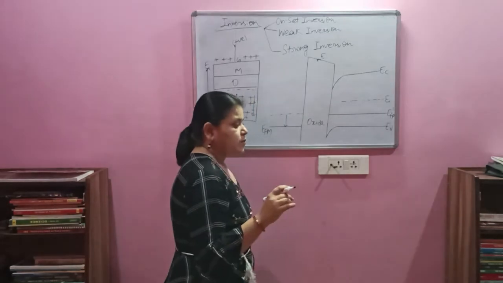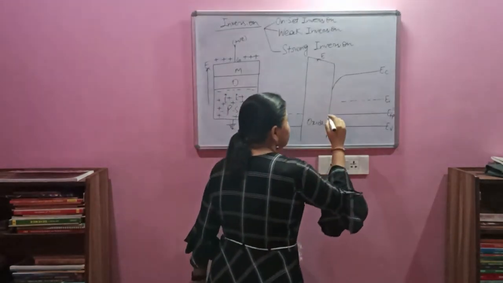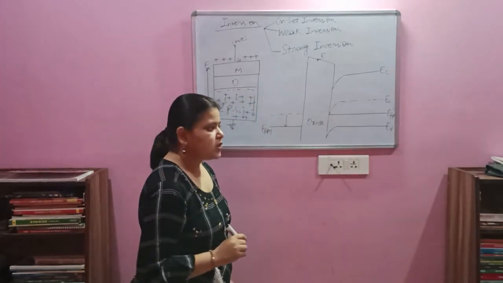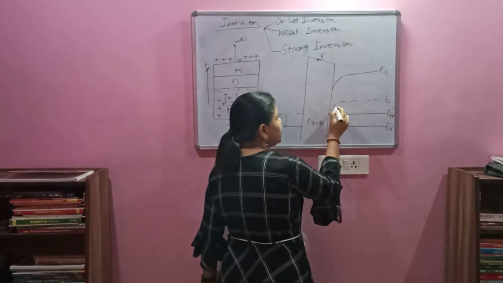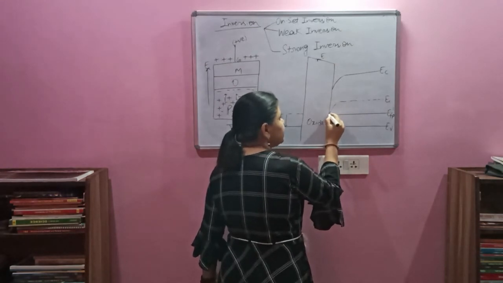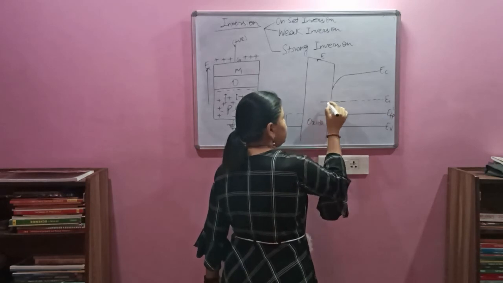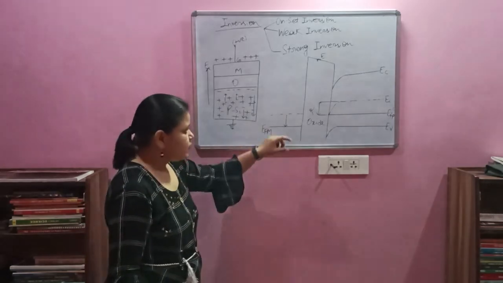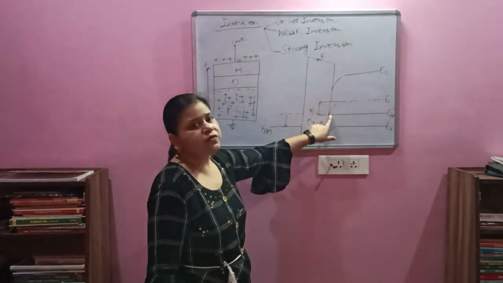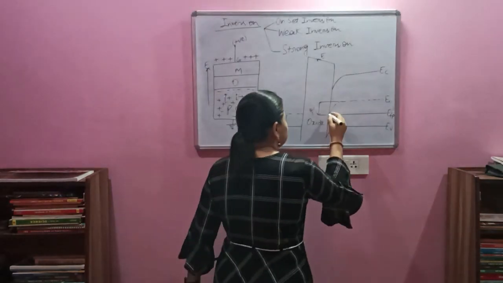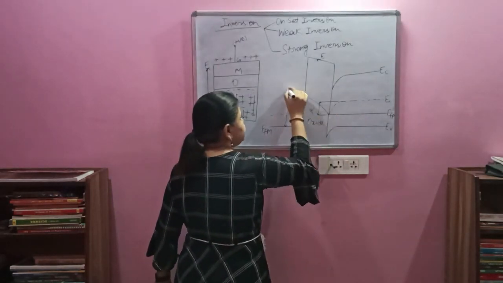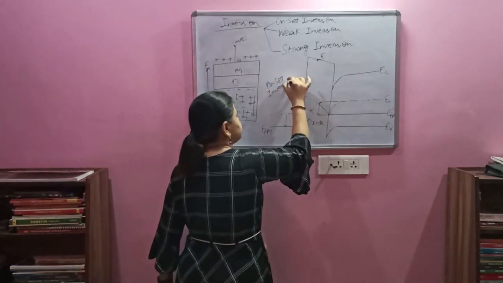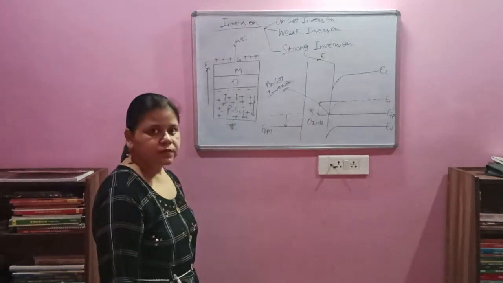Now first thing, onset of inversion. Onset of inversion means when the bending is in such a way that your intrinsic level will touch the Fermi level. When the intrinsic level touches the Fermi level, this is known as the onset of inversion. Okay, this is how it is.